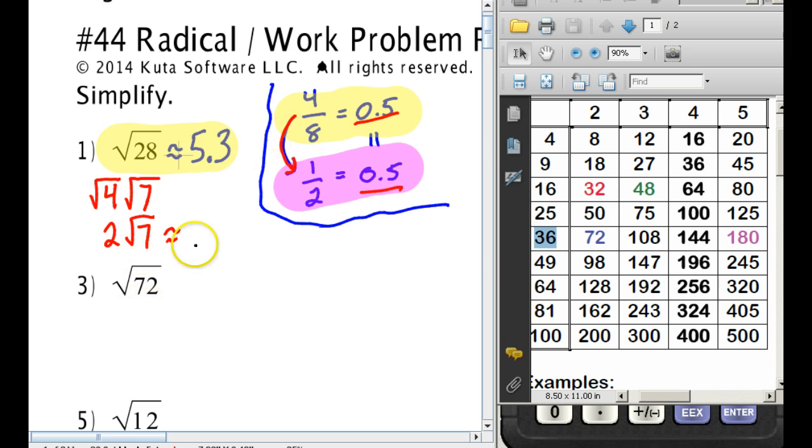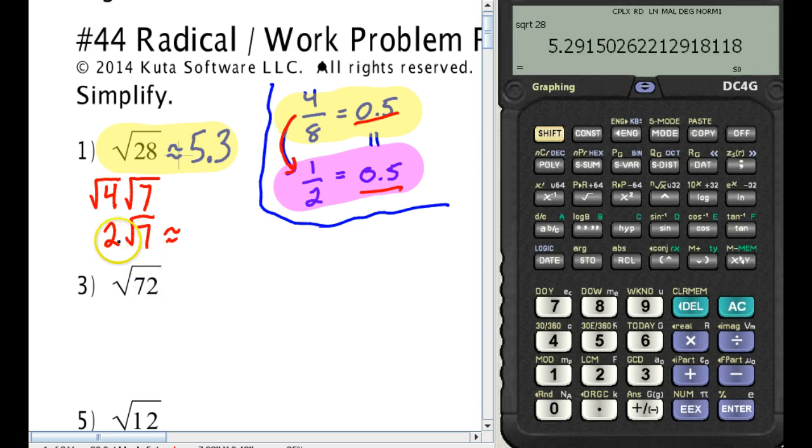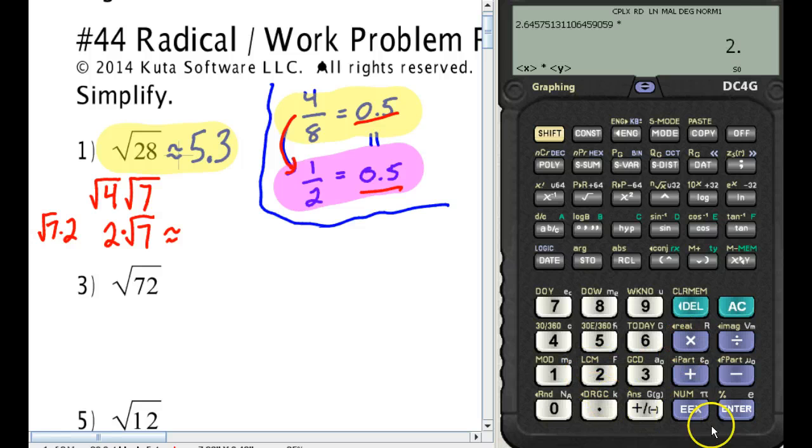So let's type this in. Now when you type in 2 times root 7, you're really probably going to figure out what root 7 is and then multiply it by 2. It just works easier with calculators to do it in that order. So go ahead and do square root of 7. Hit enter. And then times 2. And of course we should get the exact same decimal, which we are rounding to 5.3.